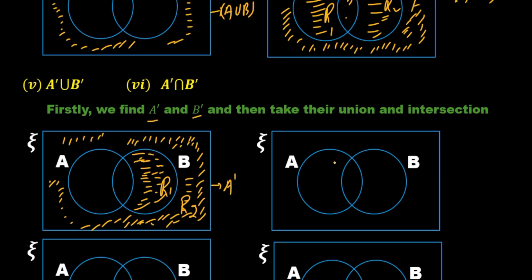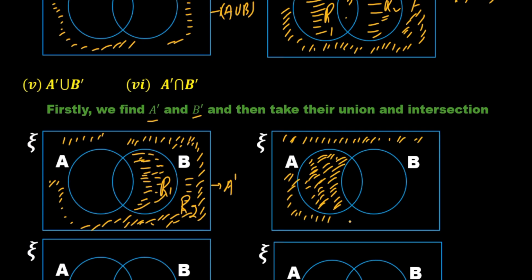What is B complement? Everything other than B. So this consists of two parts. This portion of A and this portion of the universal set. So this represents here B complement.